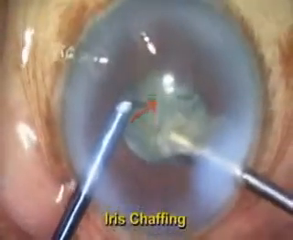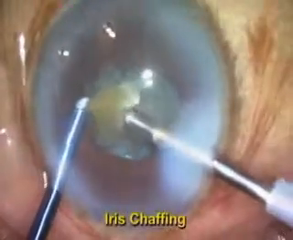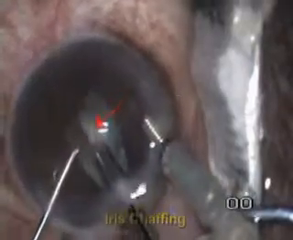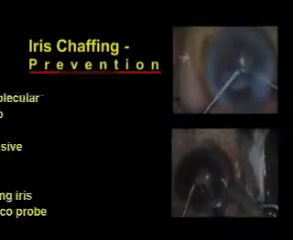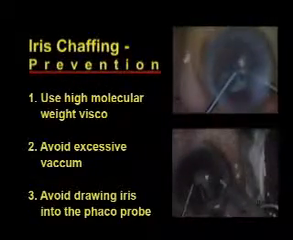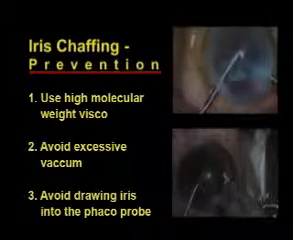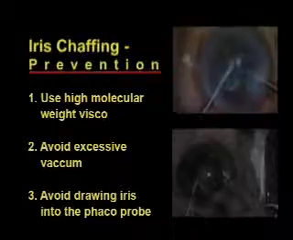This video shows iris chafing during microphaco, which may be encountered when operating in small pupils or a shallow anterior chamber. Using high molecular weight viscoelastics to maintain anterior chamber depth, proper vacuum settings, and taking care to avoid drawing iris into the phaco probe can prevent this.